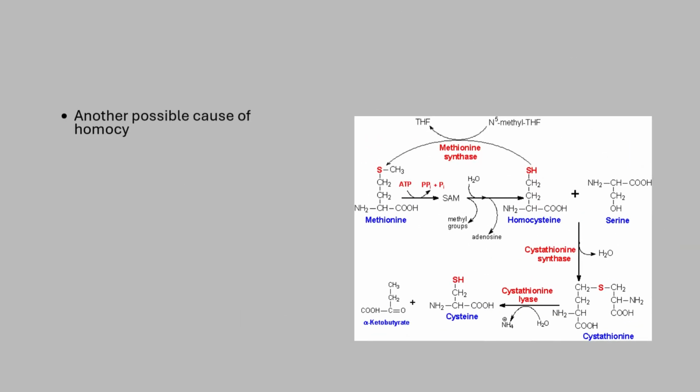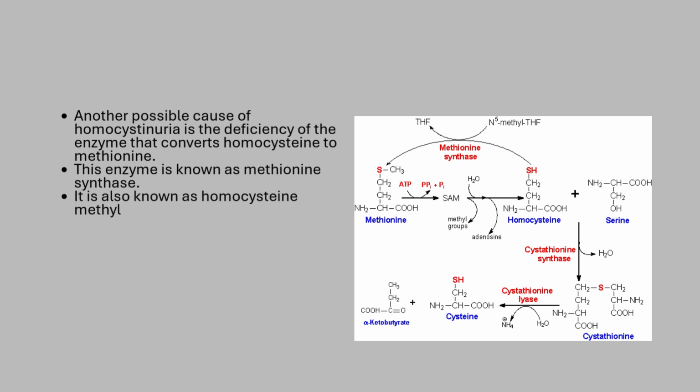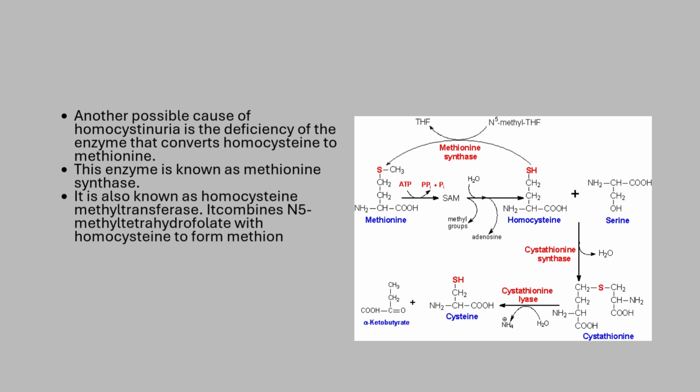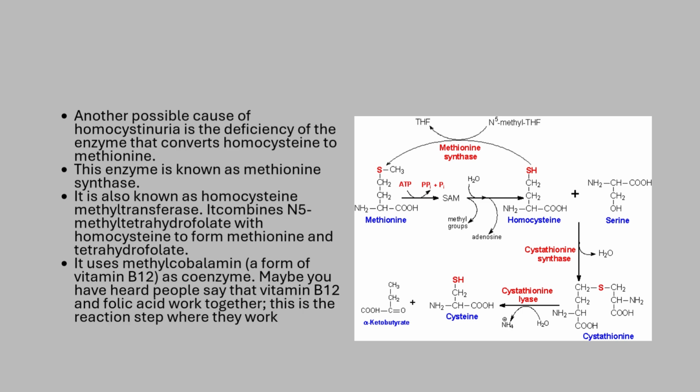Another possible cause of homocystinuria is the deficiency of the enzyme that converts homocysteine to methionine. This enzyme is known as methionine synthase. It is also known as homocysteine methyltransferase. It combines N5-methyltetrahydrofolate with homocysteine to form methionine and tetrahydrofolate. It uses methylcobalamin, a form of vitamin B12, as coenzyme.